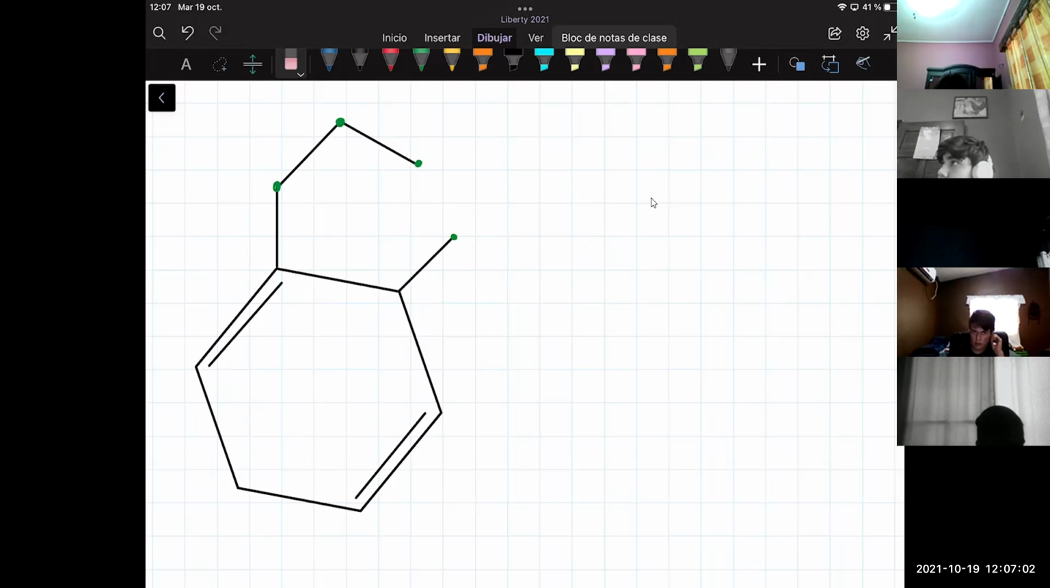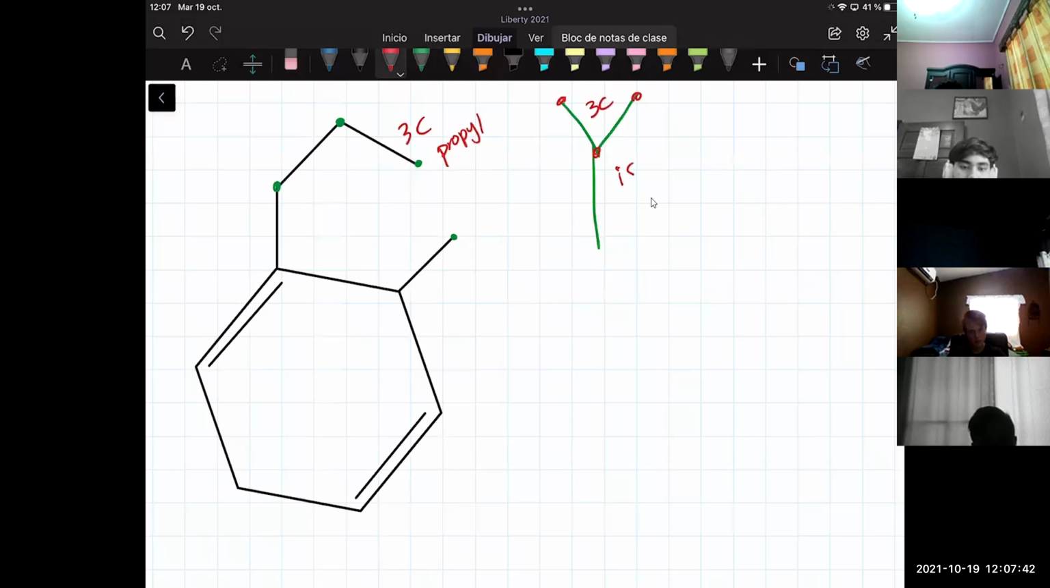Okay, guys, how do you call an alkyl that has 3 carbons? How do you call this alkyl right here? It is propyl, not isopropyl. Isopropyl tiene esta forma. Yes, it is 3 carbons. ¿Okay? Ambos tienen 3 carbons, pero la forma define el nombre. This one is propyl y este es isopropyl.